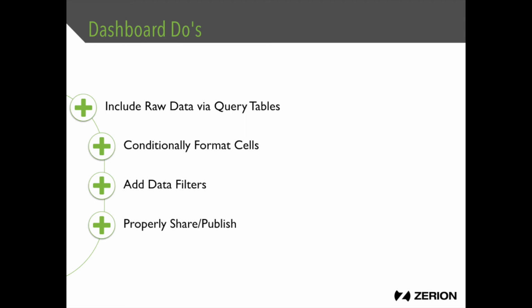Adding different data filters in. People want to see only their data or only for a certain timeline. This is going to allow a lot more flexibility in the dashboard instead of a static view. And then also being sure to properly share and publish this. Make sure the right people have access. Make sure you're not giving too much access to them, but just the right amount for your requirements.